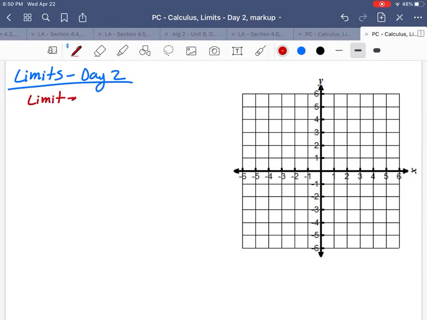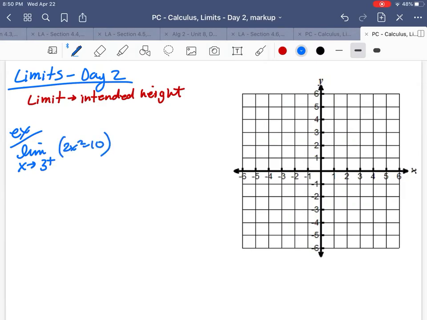Remember, your limit is another word for your intended height of your function. Okay, all right, so we're just going to do a quick example before we use that graph over there. So let's do this little example here. Let's say I had to do the limit as x goes to 3 with a plus sign, that means from the right, of this function, 2x squared minus 10. So look at that function.